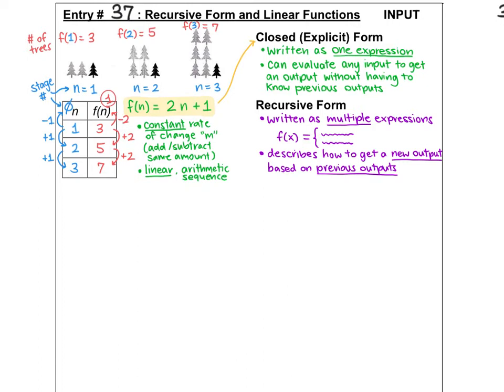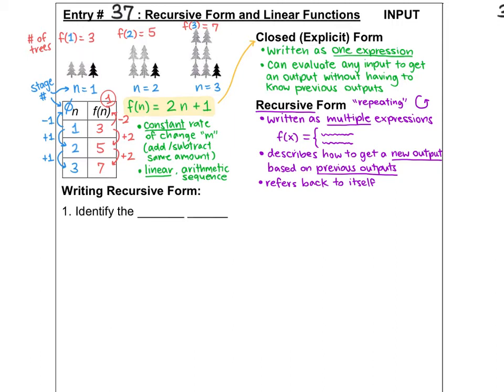Recursive form describes how to get a new output based on previous outputs. So it relies on what answer you already had for a previous output in order to get the next new output. The name recursive comes from the definition repeating, so you can think of a recursive form function as always referring back to itself or repeating back onto itself. Let's take a look at how to write recursive form for the same pattern that we saw earlier.